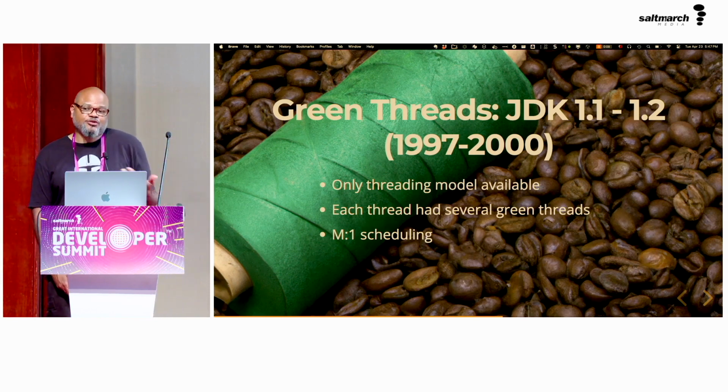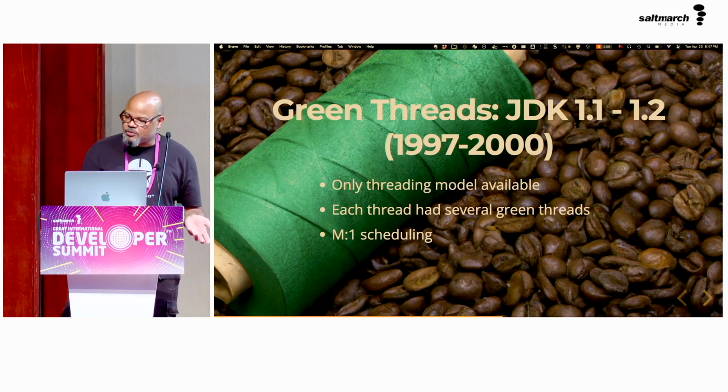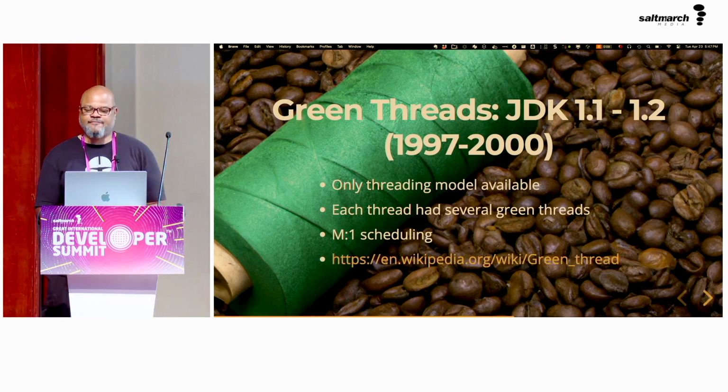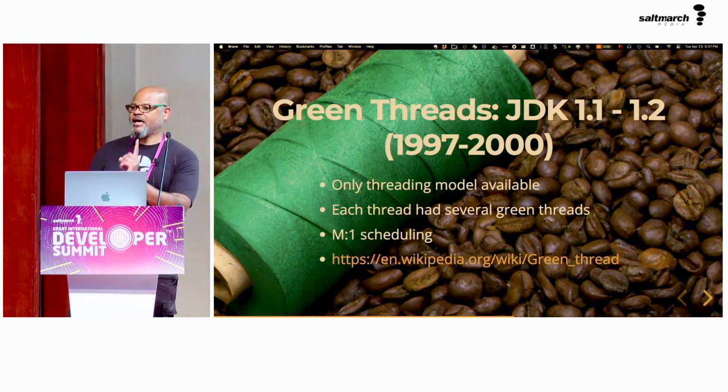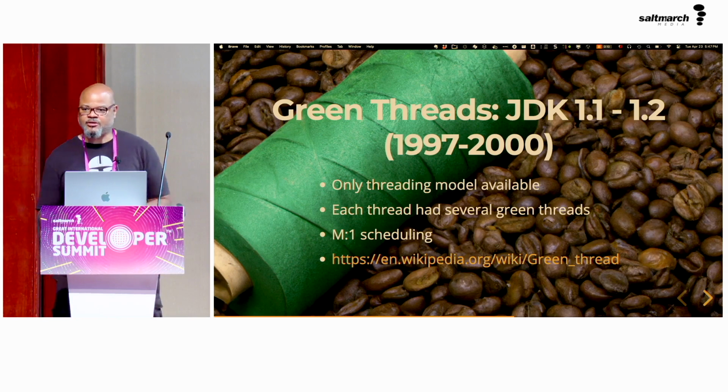But after a few years, we started getting better processors with multiple cores. So over just a few years, they phased out green threads and went to platform threads, which is what we've known for the last 20-something years, where one thread that you create in Java maps to one thread on the operating system, which is what they call a platform thread. And if you're curious about green threads, Wikipedia has a nice little entry about it.